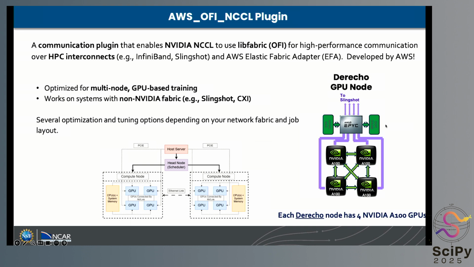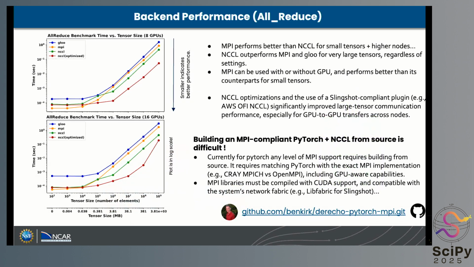There are different plugins for NCCL to make it more performant, and one of them is the AWS OFI NCCL plugin. It's essentially a communication plugin for NVIDIA NCCL and the fabric, to make sure that they work nicely. The NCCL library uses Slingshot, for example, that we are using at NCAR, or libfabric, essentially, to have that high level of communication.